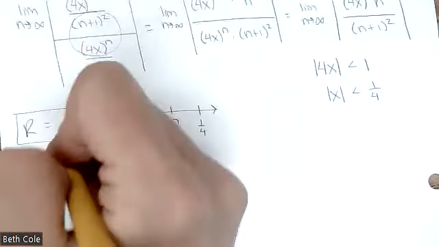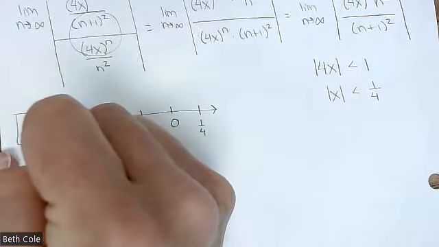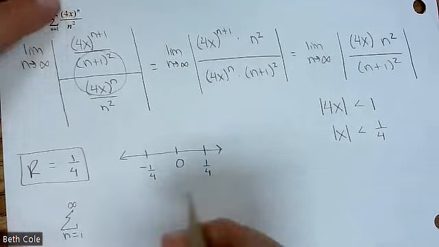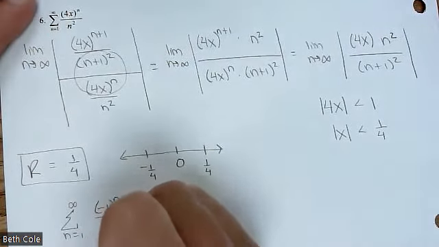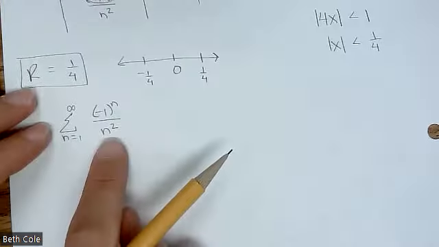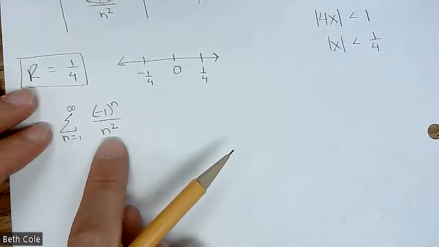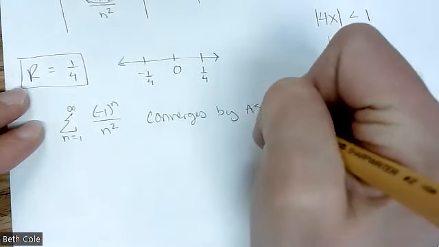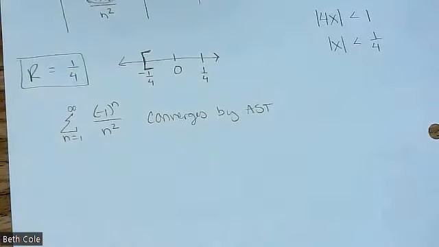So let's plug in -1/4. Look at the original series. If you plug in -1/4 right here, what's that going to give you? -1 to the n, good, over n squared. And what test would you use for that? AST. For the sake of time, it's going to work. If you do the limit to infinity, it'll go to 0 and the terms will keep getting smaller. So it converges by alternating series test. So -1/4 gets a bracket.